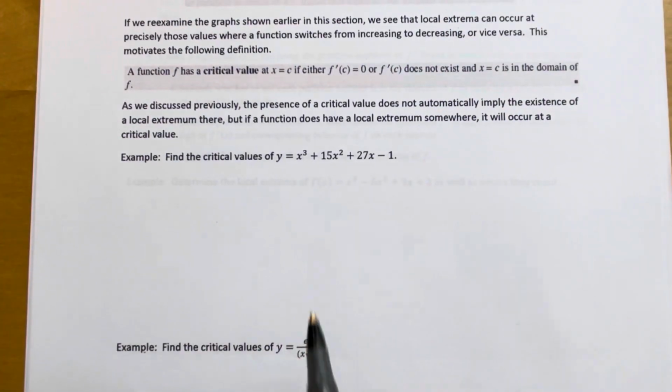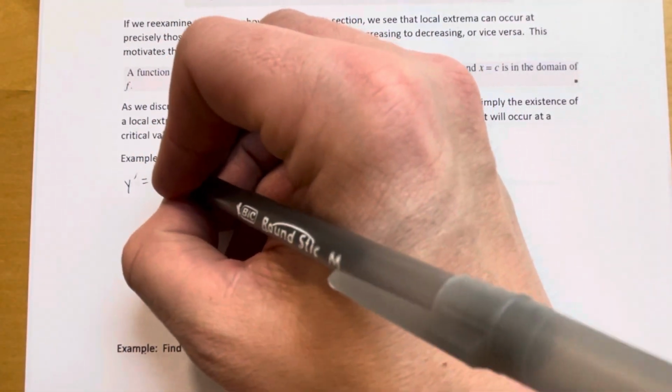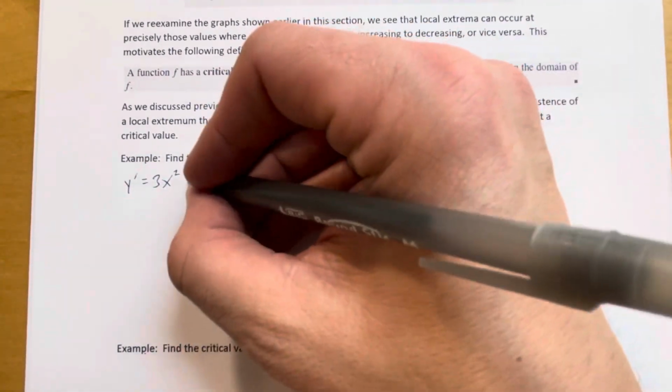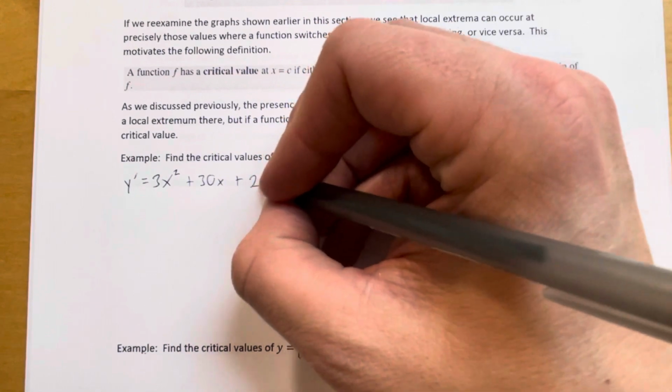So starting here, finding the critical values, we first take the derivative. y prime is equal to 3x squared plus 30x plus 27.